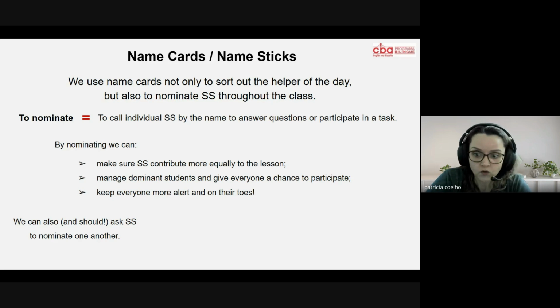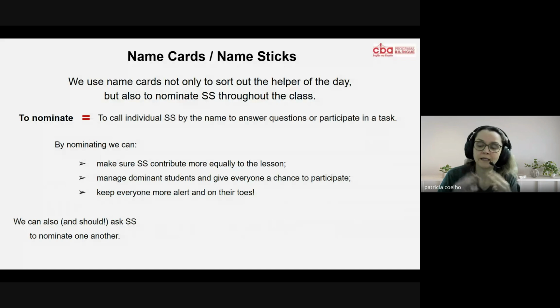We can also, and we should, ask students to nominate one another. So the teacher should constantly nominate students throughout the whole class, but it's also really nice if one student nominates the other. So if you're using popsicle sticks, you can ask Diane, take a name. And then Diane takes the name and says the name of the other student.